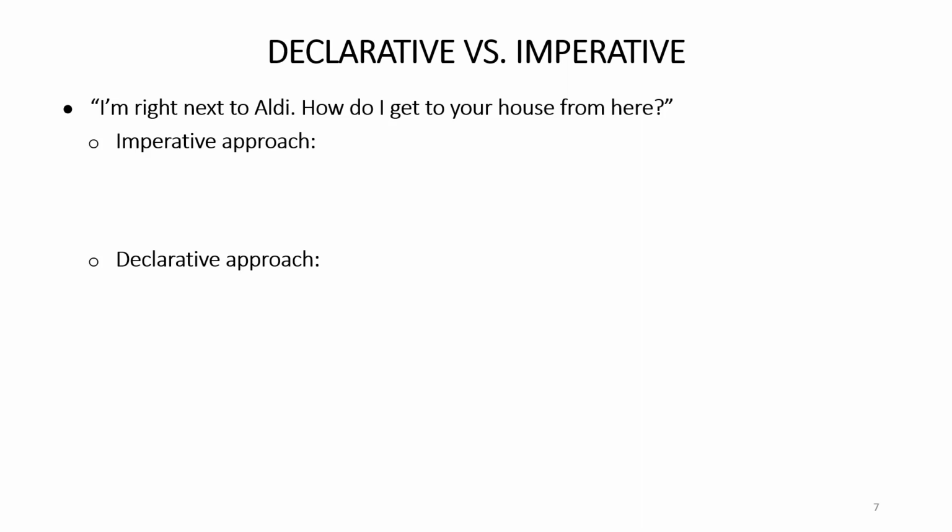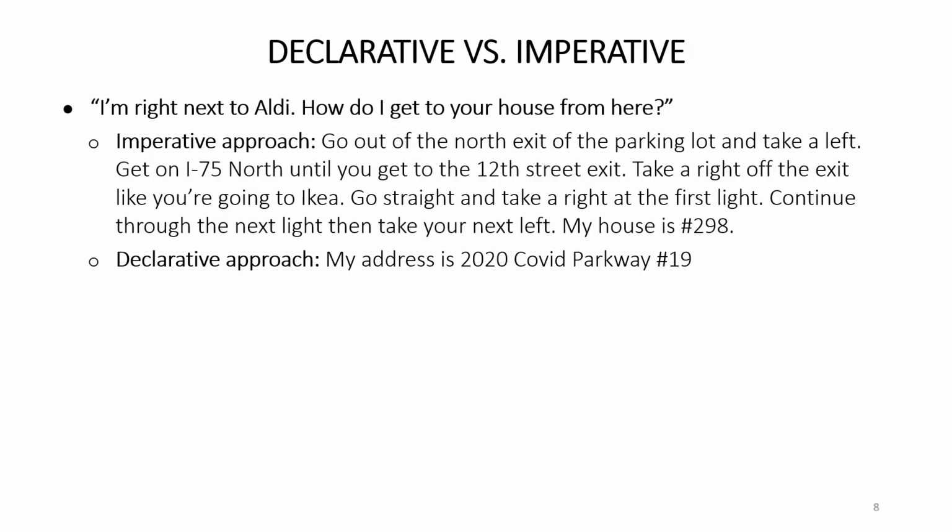Well, this depends where your house is, right? But let's assume, it would be maybe a bit too easy if your house was in the student dorms right next to Aldi, next to the mall. But yeah, describe step by step where to walk. Declarative would be the address. Exactly.